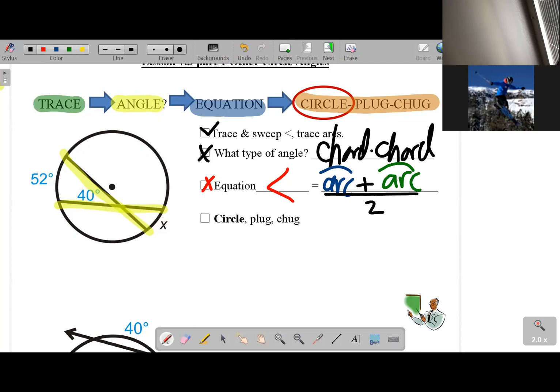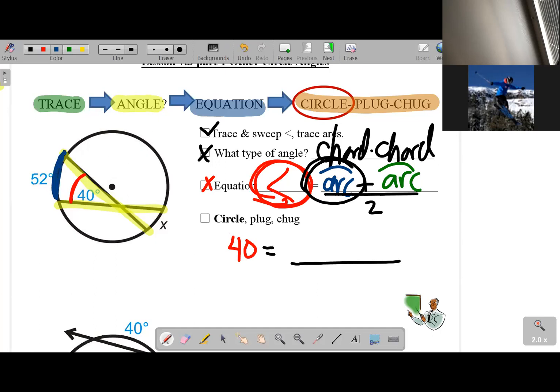Students, this is honestly the most important step. Watch exactly what I do. You circle every component of the equation, and then you physically trace the corresponding part. So when I circle angle, I physically sweep the angle I'm working with, and then I plug it in. Circle arc, physically sweep the arc you're working with. Circle arc, physically sweep the arc you're working with. And then don't drop that 2.